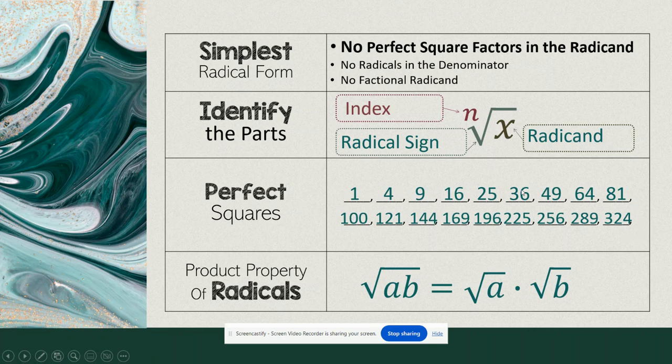Remember, the way we get these is just by multiplying our numbers by themselves. 5 times 5 is 25. 6 times 6 is 36, and so on and so forth. So take a second, pause the video if you need to copy these down.